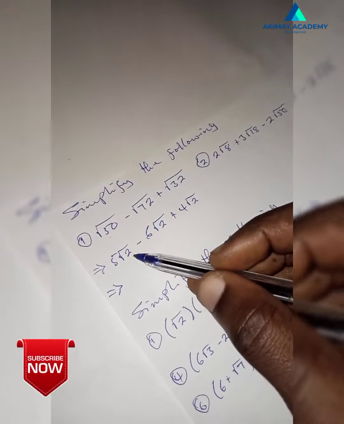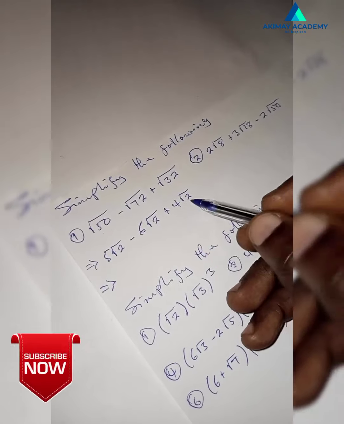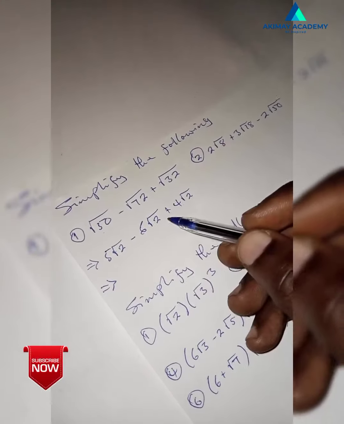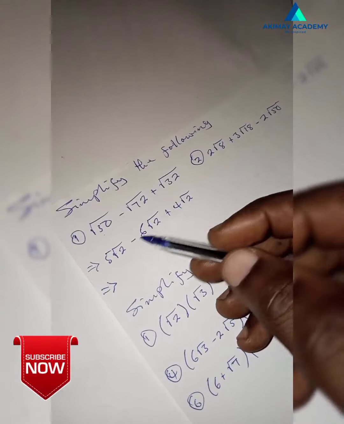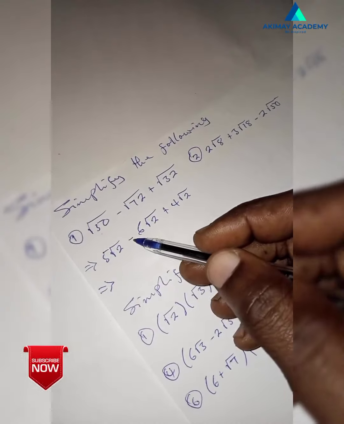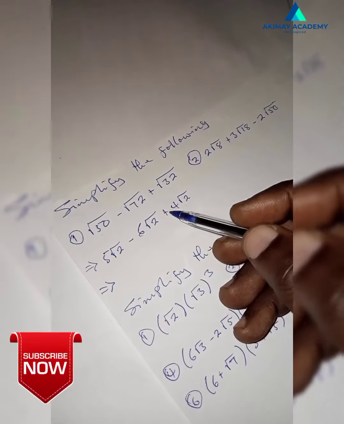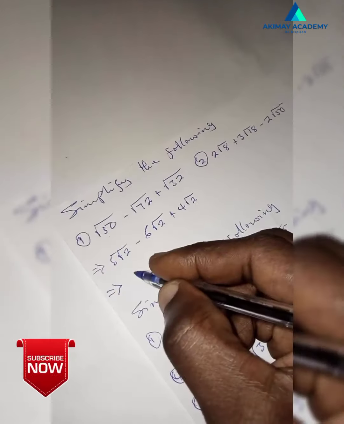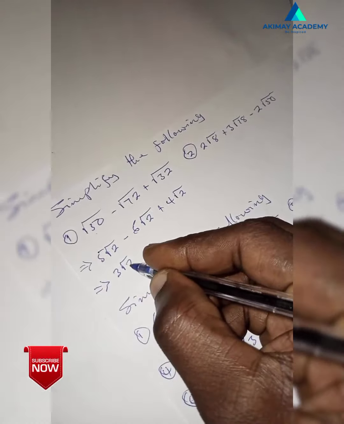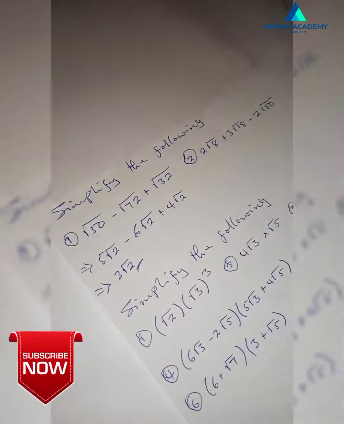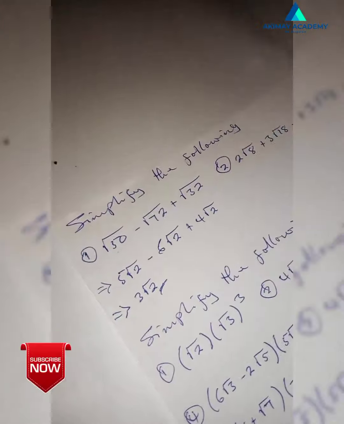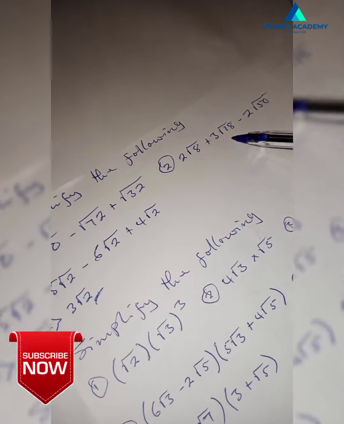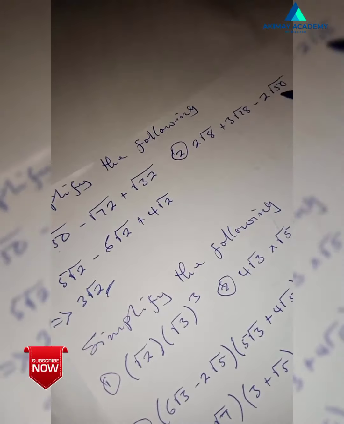From here, because the values under the radical signs are the same, we are good to do the addition and subtraction. So we have 5 minus 6 giving us minus 1, plus 4 gives us 3 root 2 as our final answer. This is how we did it. You have one over here to use as your revision on your own.